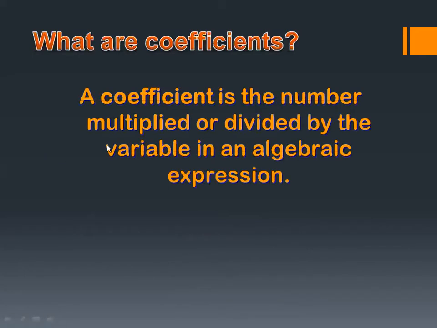Okay. What are coefficients? A coefficient is a number. Again, it is a number, like 1, 2, 3, 4, 5, 6, 7, 8, but it is multiplied or divided by the variable in an algebraic expression.